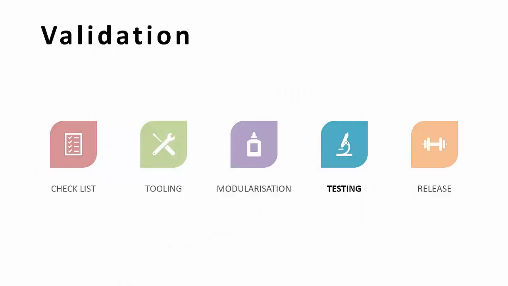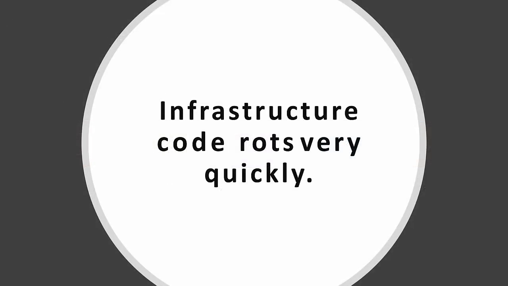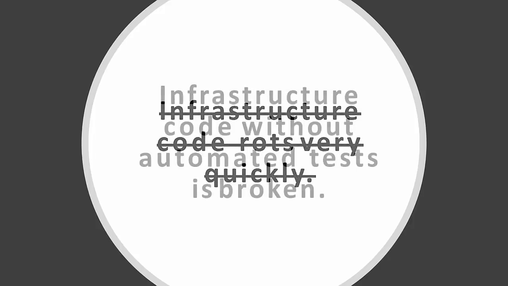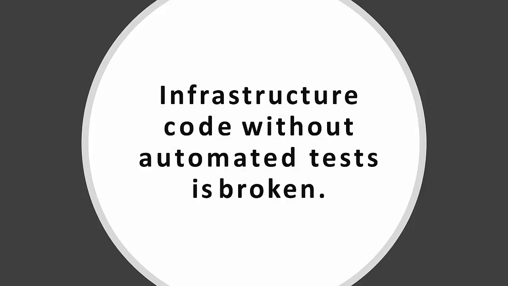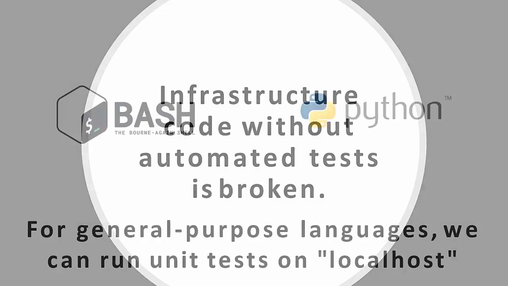So let's talk a little bit about testing, because as we build modular services, we've got to make sure these things work. And testing infrastructure doesn't really happen too often. Infrastructure code rots very, very quickly. But it doesn't have to. Infrastructure code that doesn't use automated testing, I think, is much better defined as broken. Now, why would I say something like that? Well, let's think about this for a moment.